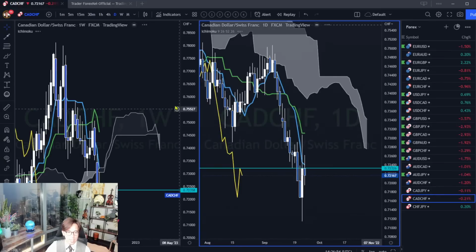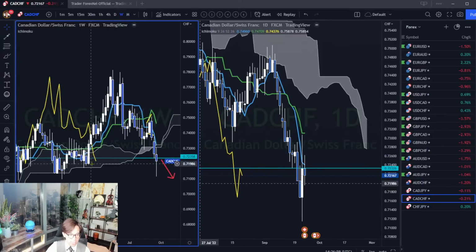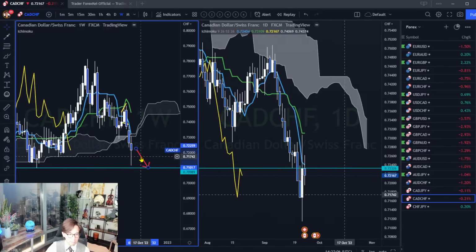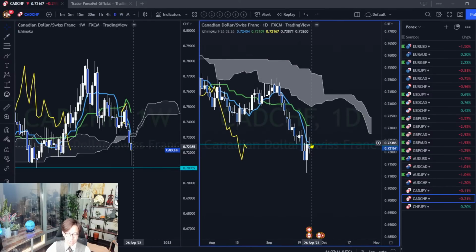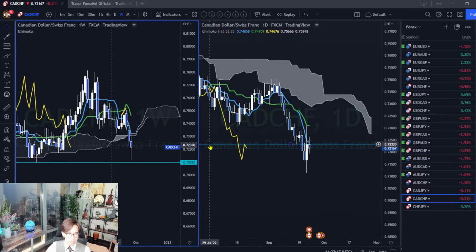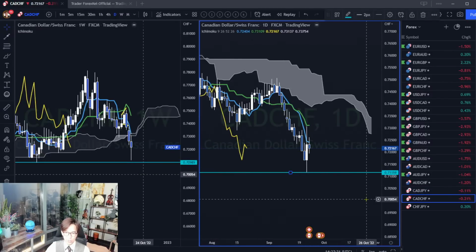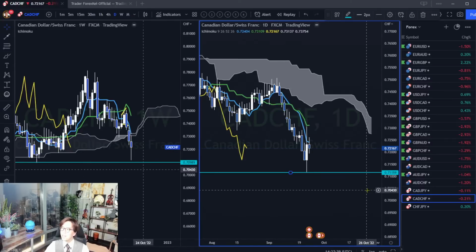Okay, next one is CAD Swiss franc. This one is down on both weekly and the daily. It broke the weekly support, and now it's on a new weekly support, which is 0.7098. And the daily is now downtrend. It's below the Tenkan-sen, Chikou span below candles. So let's wait for the break of the daily support of 0.7115 or 0.7098, which is a weekly support, and sell afterwards.